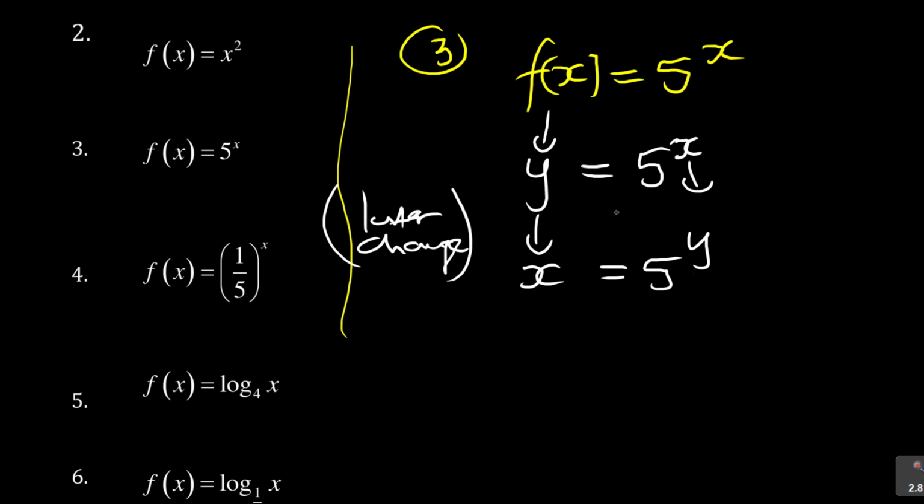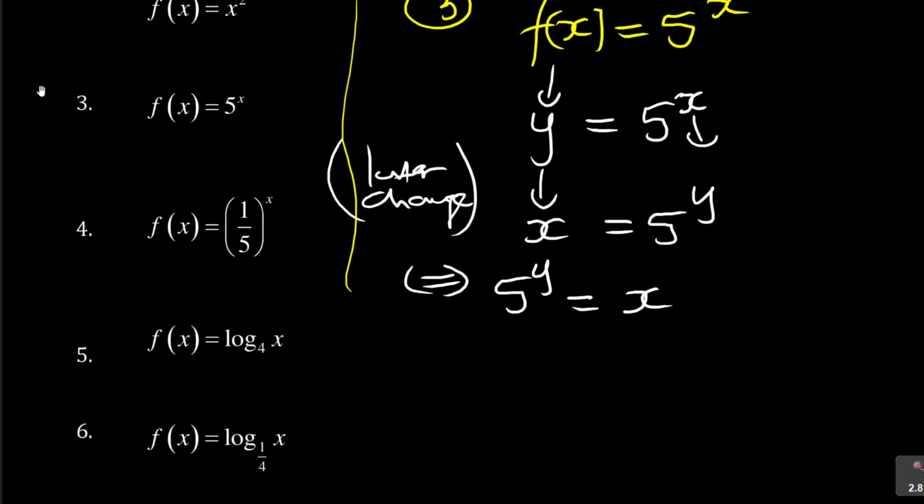Where there is x, you put y. Then from here, you make y the subject of the formula. Let's rewrite this as 5 to the power y is equal to x. Are you with me? Now, for you to make y the subject here, you have to introduce logs. But there is a simple way that you can write the logs. Now, this is how you can do it.